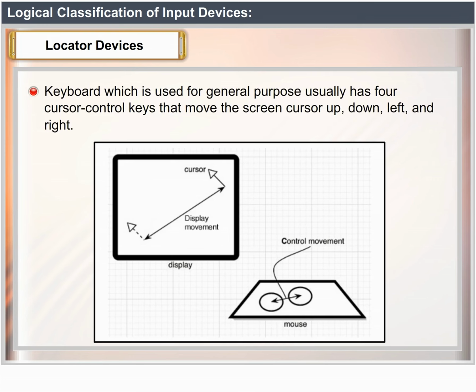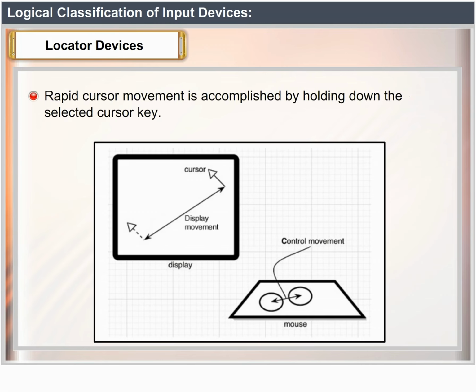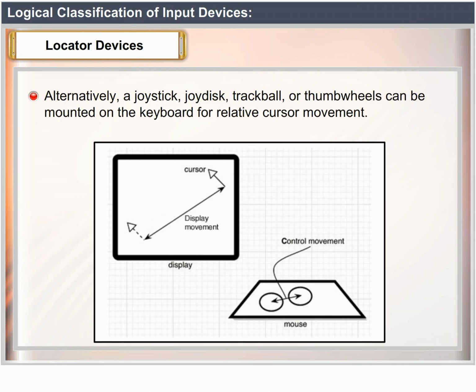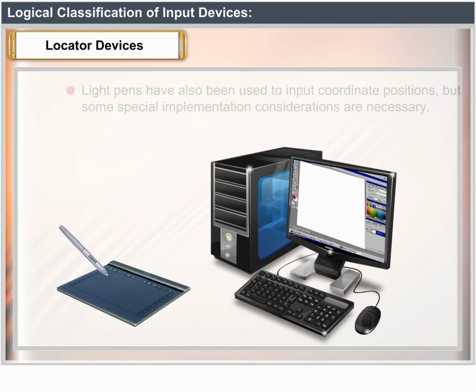A general-purpose keyboard usually has 4 cursor control keys that move the screen cursor up, down, left, and right. With an additional 4 keys, we can move the cursor diagonally as well. Rapid cursor movement is accomplished by holding down the selected cursor key. Alternatively, a joystick, joydisk, trackball, or thumb wheels can be mounted on the keyboard for relative cursor movement. As a last resort, we could actually type in coordinate values, but this is a slow process that also requires us to know exact coordinate values.